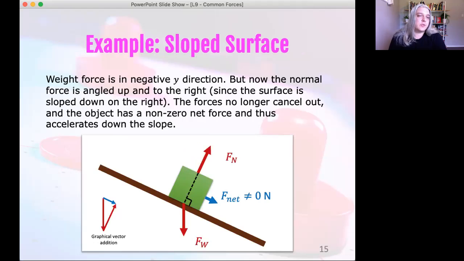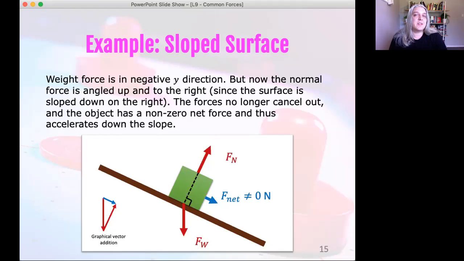Remember that the normal force is always perpendicular to the surface. That means if our slope is angled down to the right like it is here, then the normal force is going to be perpendicular away from that surface. It will be up and to the right. You can see that normal force there as the red arrow is now pointing at an angle. The weight force, of course, is still directly downwards. The weight force is still straight to the center of the Earth.